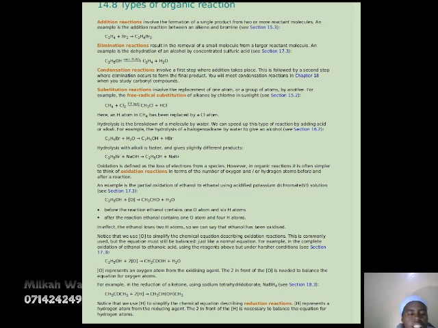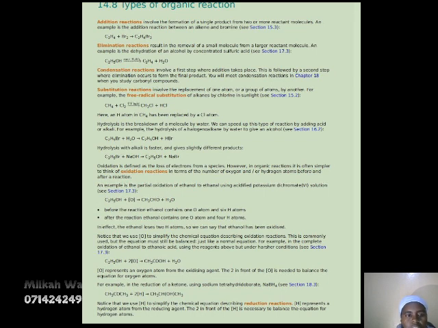Elimination reactions result in removal of a small molecule from a larger reactant molecule. For example, using a dehydrating agent. So when you use concentrated sulfuric acid to dehydrate an alcohol, then in that case you are doing an elimination reaction. So for example, ethanol, you react with concentrated sulfuric acid to get ethene plus water. Now you are eliminating a small portion, water, from that molecule.